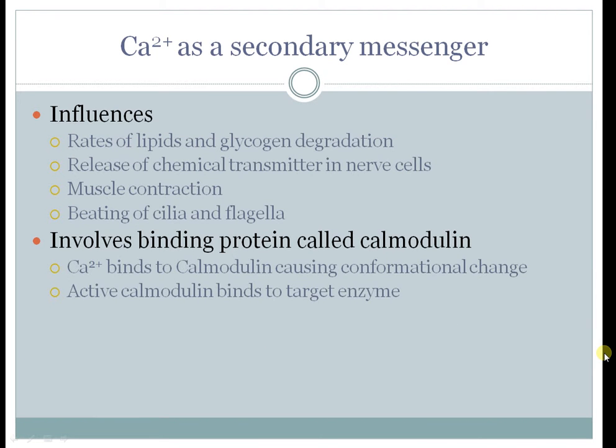Calcium as a second messenger degrades lipids and glycogen, and releases chemical transmitters in nerve cells, and is involved in muscle contraction and the beating of cilia and flagella. It involves the binding of proteins like calmodulin. Calcium binds to calmodulin, causing a conformational change. Active calmodulin binds to target enzymes.